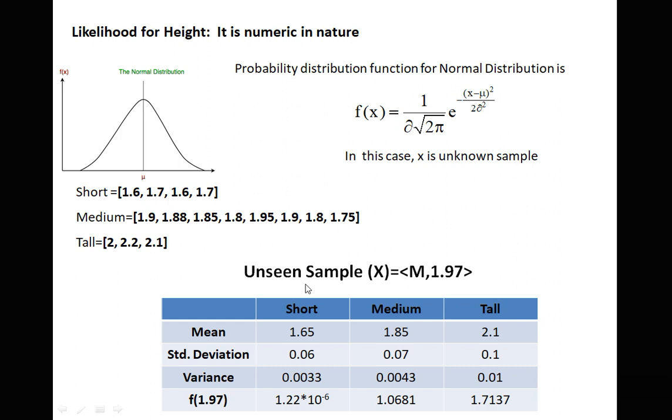Now the unseen sample is given, for example, we require to check for this unseen sample what is the final class label or what is the height for this particular record. Male is given and height is 1.97. So first we calculate the mean, standard deviation and variance, because we require to use them. We calculate for short, medium and tall. These are the set of the records, and after that, instead of x we are putting the value 1.97. So we are getting this answer, that is nothing but the likelihood for the height.